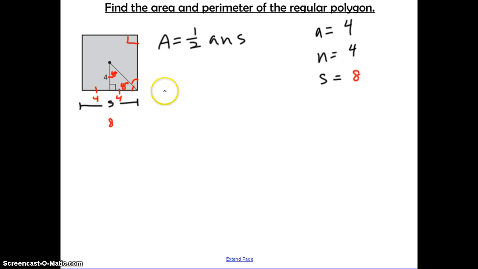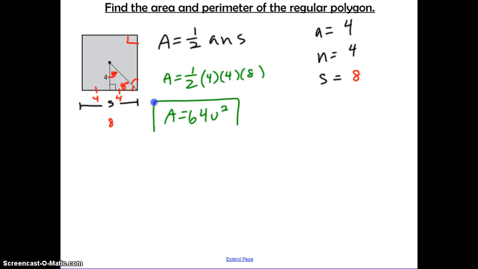So when we take all these measurements and plug it into our formula, 1/2 times 4 times 4 times 8, we get a total of 64 units squared as a final answer.